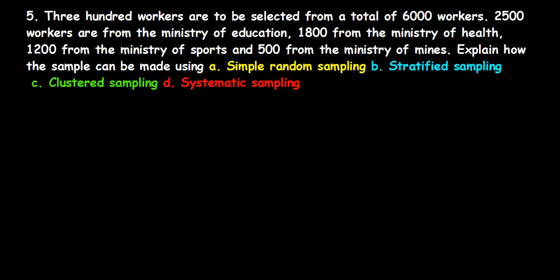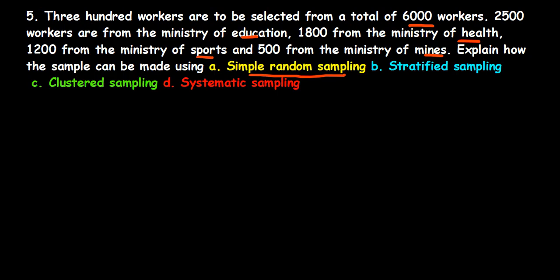The question says 300 workers are to be selected from a total of 6,000 workers. 2,500 workers are from the Ministry of Education, 1,800 are from the Ministry of Health, 1,200 are from the Ministry of Sports, and 500 are from the Ministry of Mines. So now the question is, explain how the sample can be made using simple random sampling.